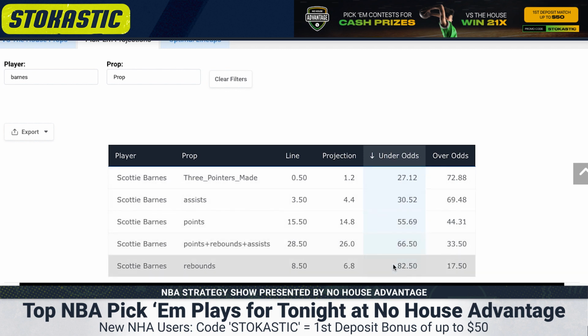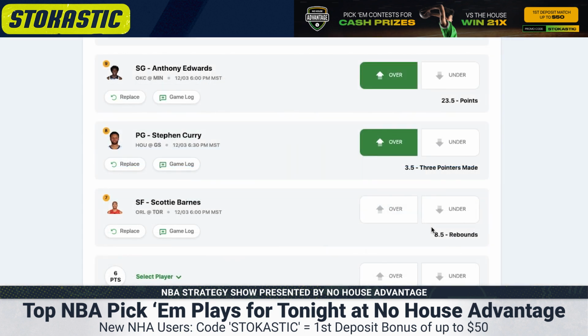Barnes averages 6.4 rebounds per game this season. That's in line with Stochastic's projection of just under 7 rebounds. It might be a tight squeeze in the box score, but the projection likes the under to hit over 82% of the time. Did you get all that?